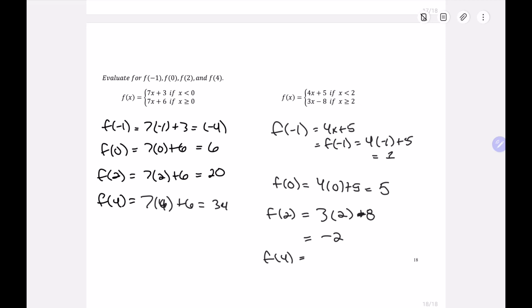So now we want to look at f of 4, and we can see that 4 would be in our 3x minus 8 domain. So we would do 3 times 4 minus 8, and our answer would be 4.